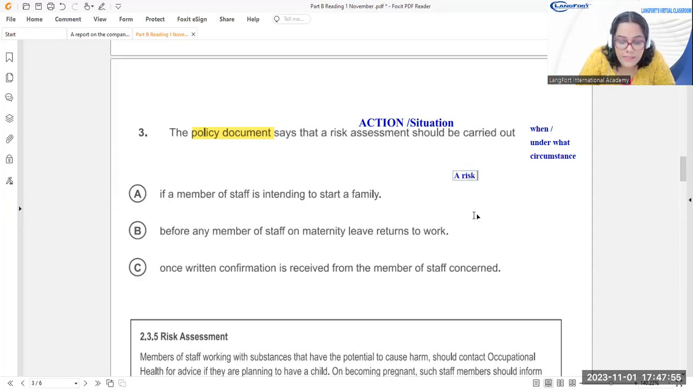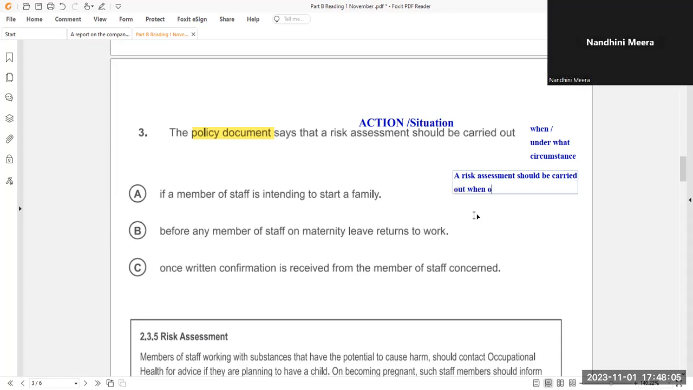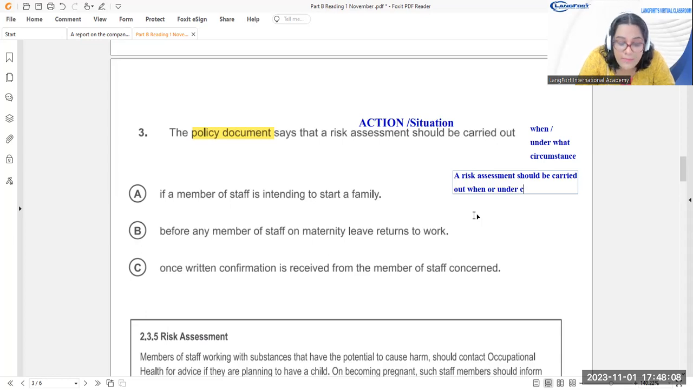A risk assessment should be carried out, under what? Yes, when or under what circumstance. So always remember, when they've given a situation using should be plus V3, or if, or unless, in case, then we are looking for the matching situation. Okay, all of you go through this. Action or situation, that's where your question ends. That means we are looking for the complementary action or the complementary situation. That's why I use when or under what circumstance. Are you guys clear? Okay, perfect.